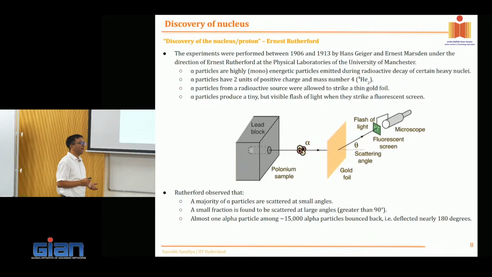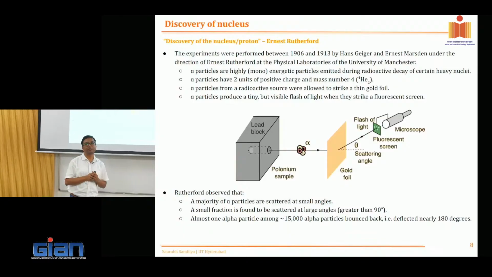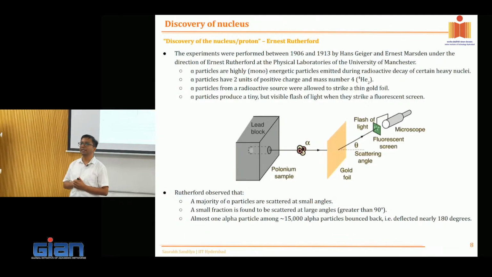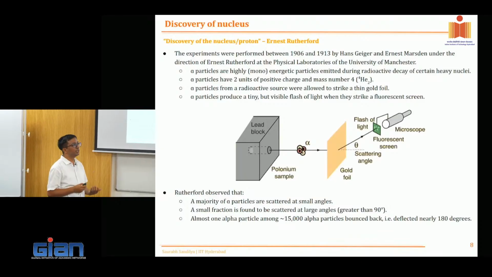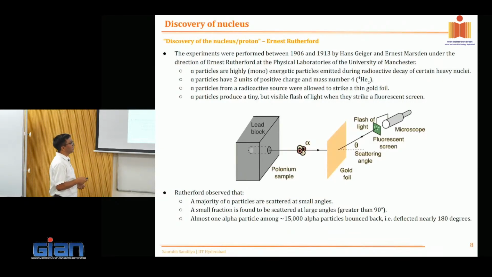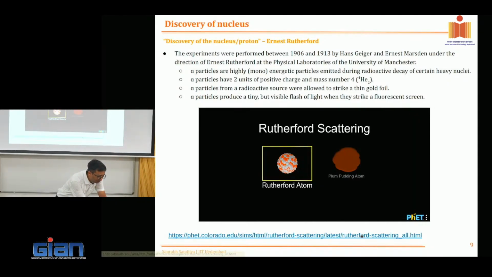That was more surprising for Rutherford. Actually, this experiment was done by his students, and Rutherford interpreted the result. It was very surprising that something you hit bounced back to you. Why it is so surprising, we will see in a moment in a simulation. So let me just pull out this one.